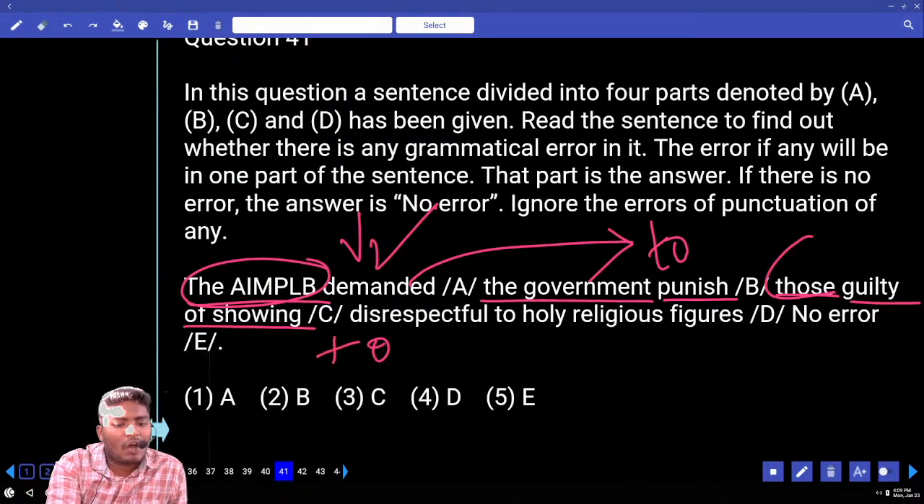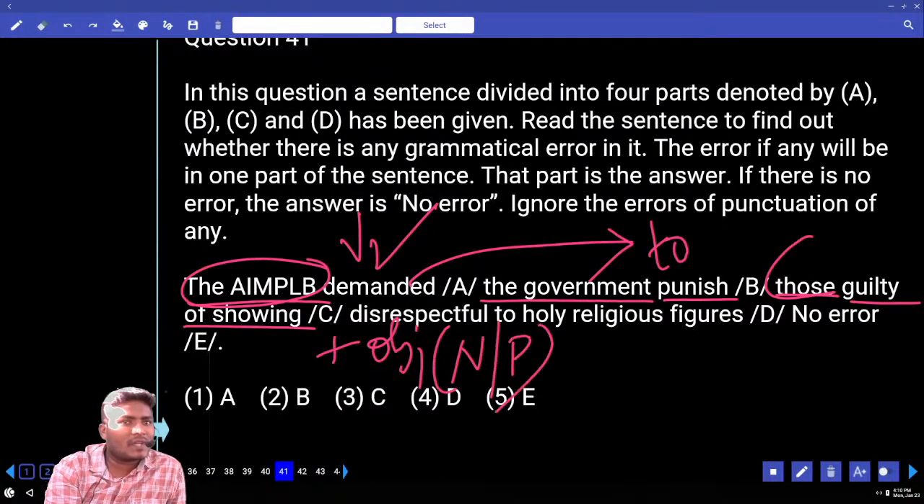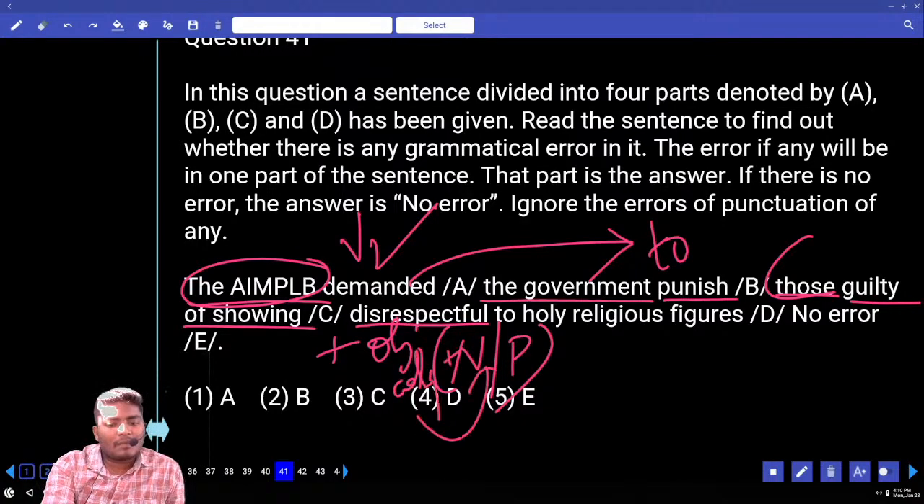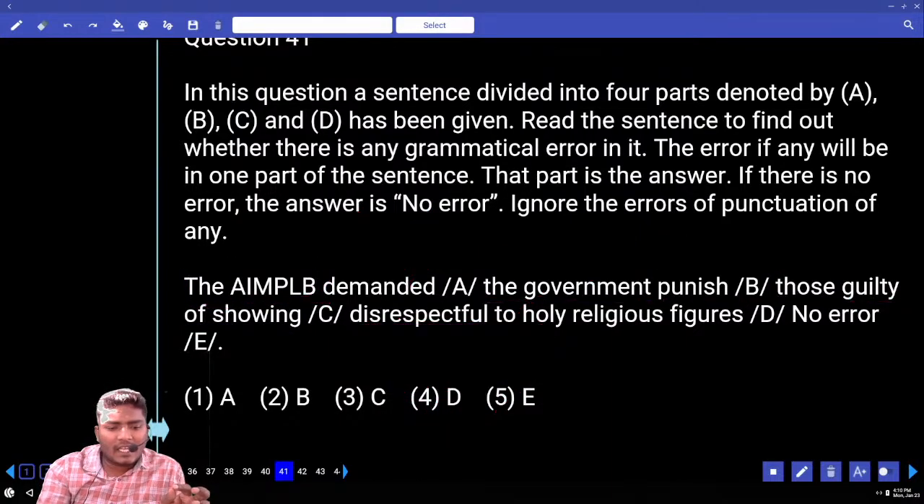After showing, we need an object. In the object place we can use both noun as well as pronoun. Now what is given in the object here? Disrespectful. If at all, sir, it is an adjective, why can't we use an adjective before that? If you think that is an adjective, there must be a noun immediately after it. Do you find any noun after showing? Any direct noun after disrespectful? No. So what does it mean? Showing disrespect itself is the object.